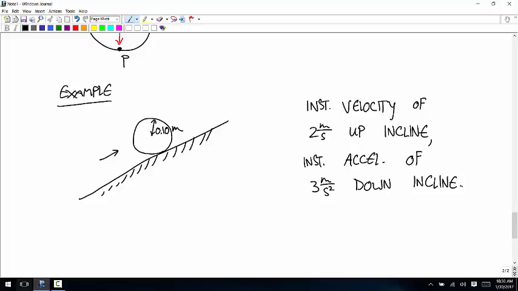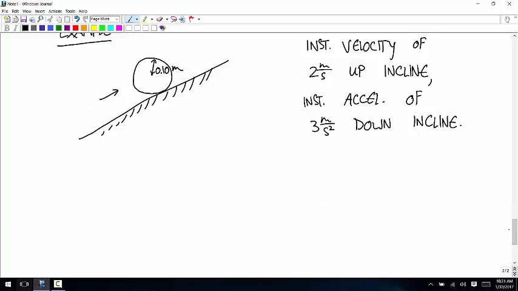So is it speeding up or slowing down? Yeah, if velocity and acceleration are in opposite directions, it's slowing down. If they're in the same direction, it's speeding up. And we want to know, what are the instantaneous angular velocity and angular acceleration vectors? So with these kind of problems, just always choose a coordinate system with the x-axis along the incline.